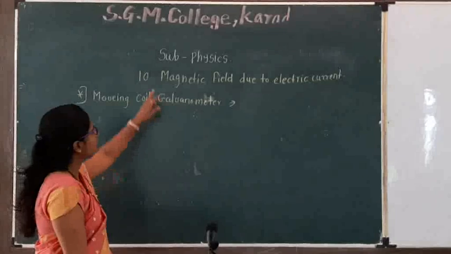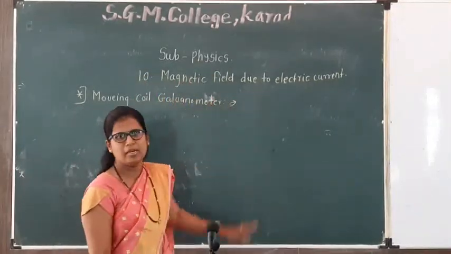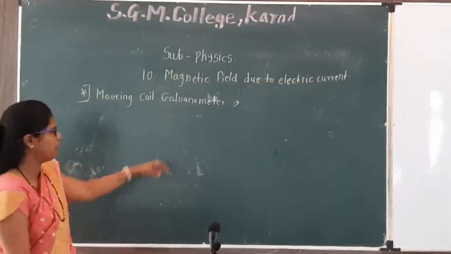Today we are going to learn the subject physics, chapter 10, magnetic field due to electric current. Now we are going to learn the moving coil galvanometer.